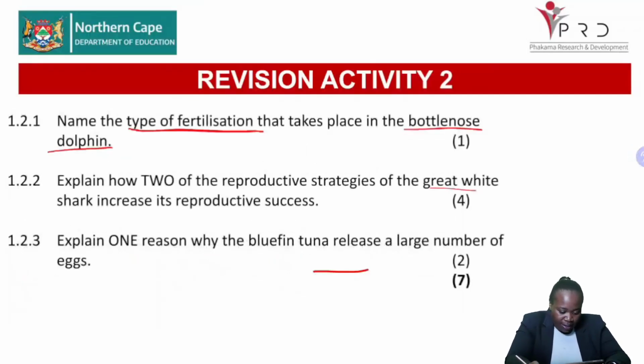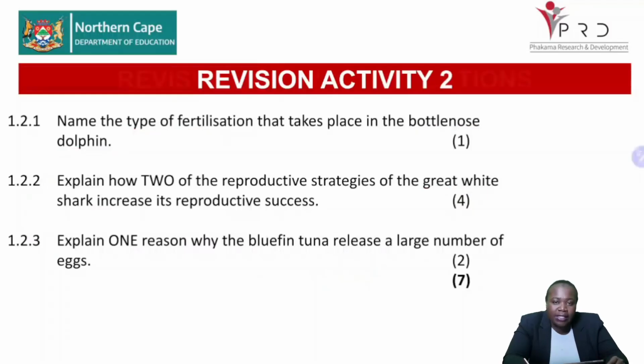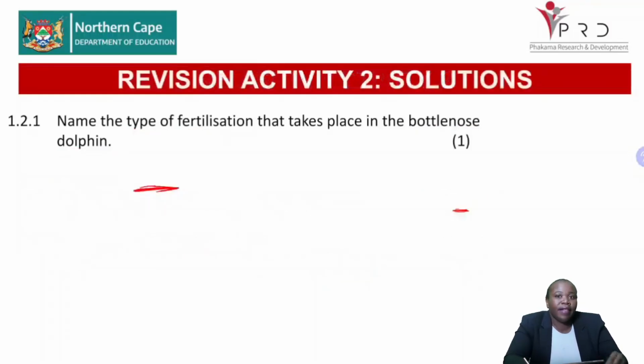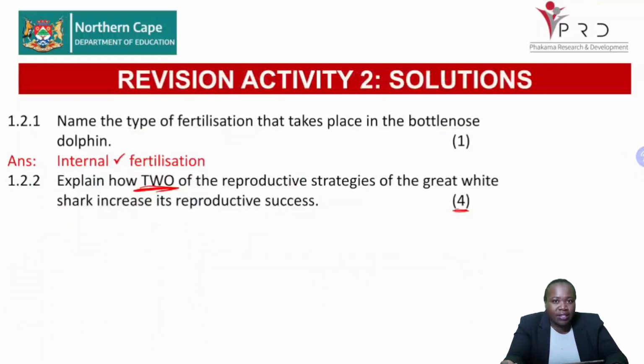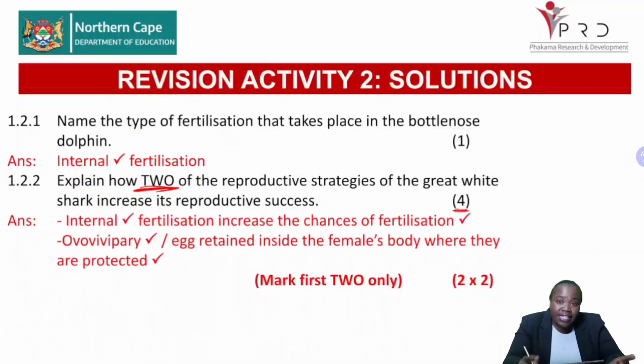And then what does the question say? Explain the two reproductive strategies that increases the reproductive success. Now, if it's ovovivipary, it means that development takes place inside the mother's body and inside the egg. Now, that means that the developing embryo are going to be well taken care of inside the mother's body, protected from predators, therefore increasing the chances of survival. Right. And then again, because it's ovovivipary, it means that fertilization is internal.